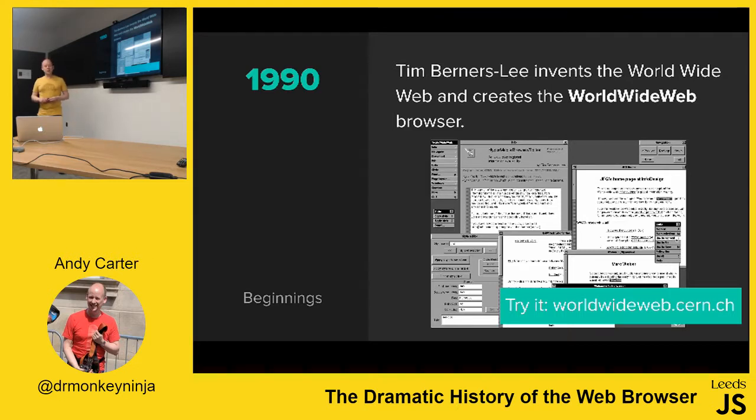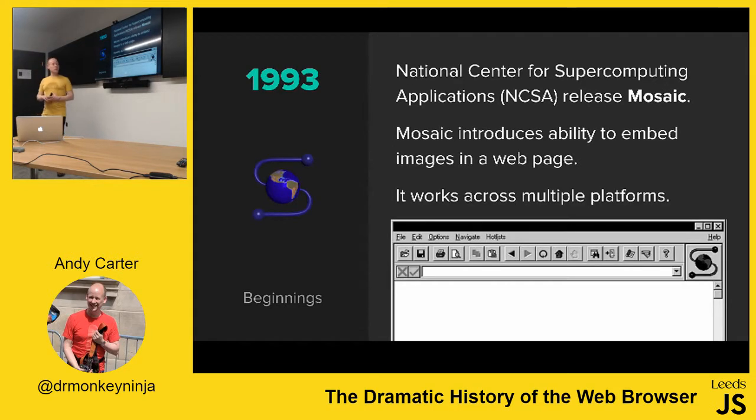It wasn't until 1993 that things started to change, because the National Center for Supercomputing Applications, the NCSA, at the University of Illinois, released Mosaic. Now, Mosaic introduced a number of new features to a web browser. It brought in the concept of bookmarks, web history, and most importantly, the ability to embed images into a web page. So up to this point, if you'd wanted to look at an image in a web page, it would have been a link, and you'd have had to click that link for it to open in a new window. Mosaic changed that. It made it so you could have images and text side by side within the page.